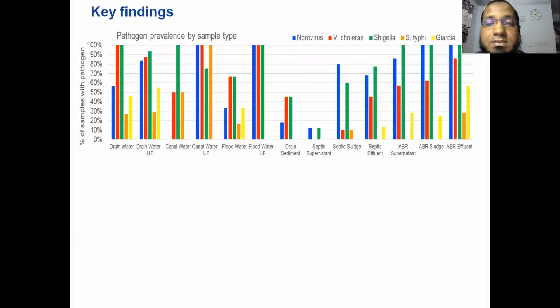You can see that throughout the environmental samples, except for drain sediment and the septic supernatant, most of the samples are highly contaminated with multiple types of pathogens. If you see the effluent that directly goes to the environment from the ABR and also the septic tank, these pathogens are directly going to the environment and mixing with the drain and surface area.